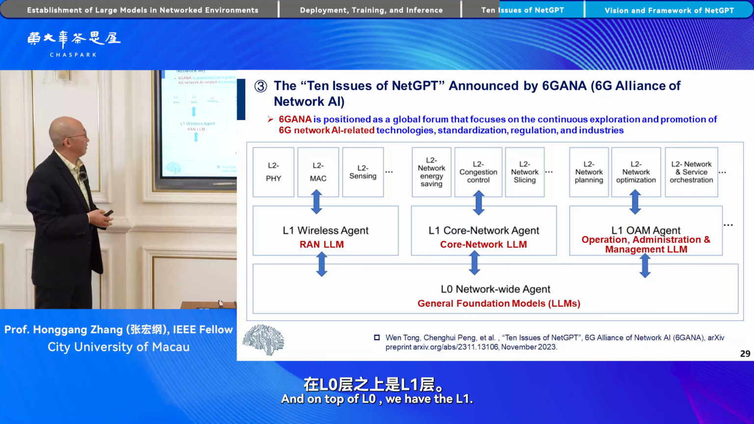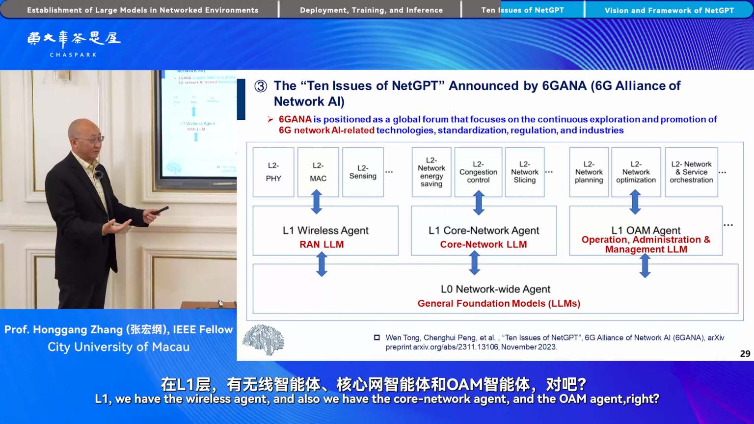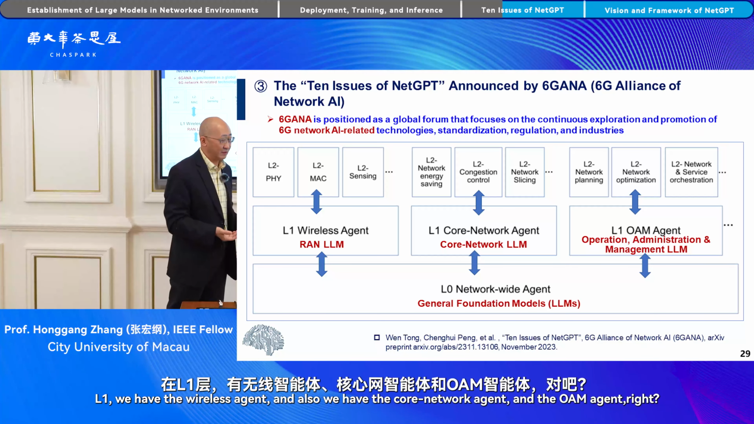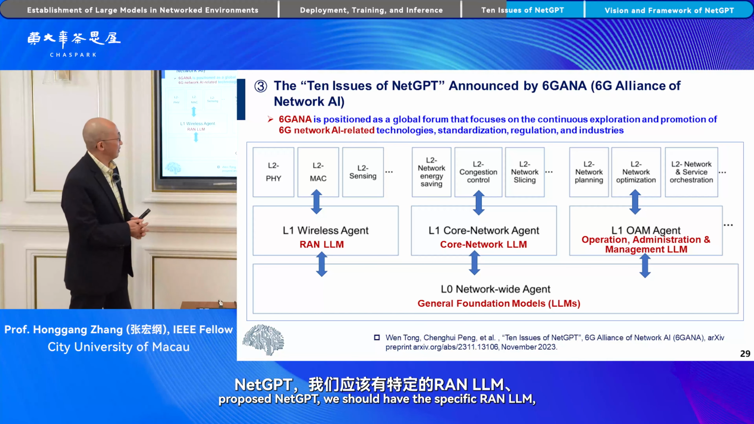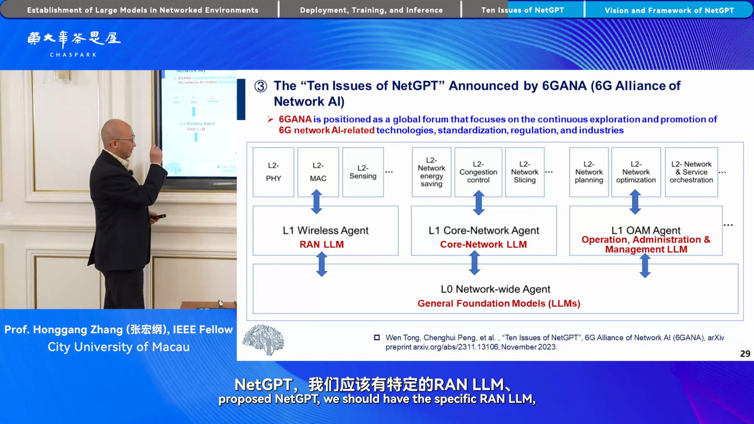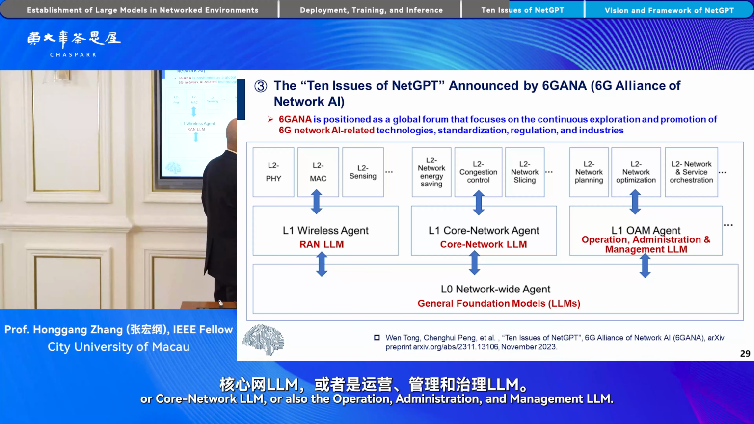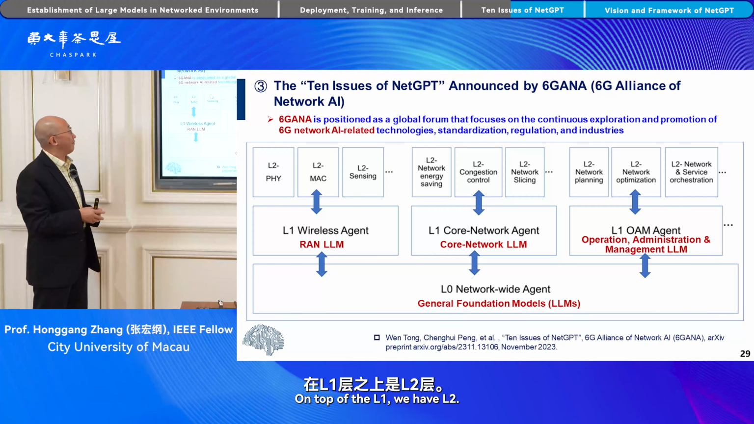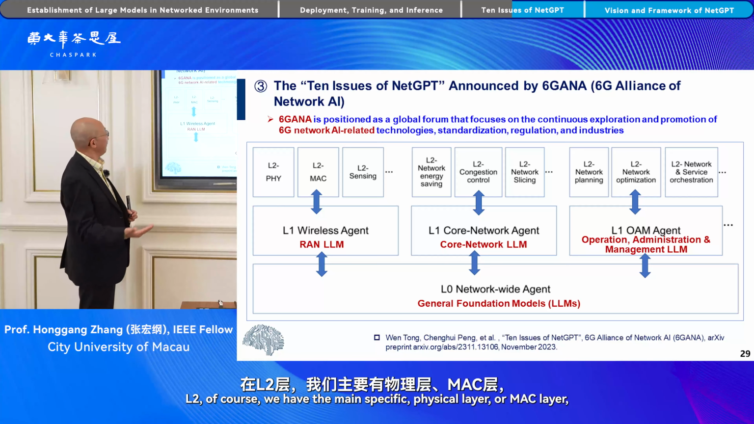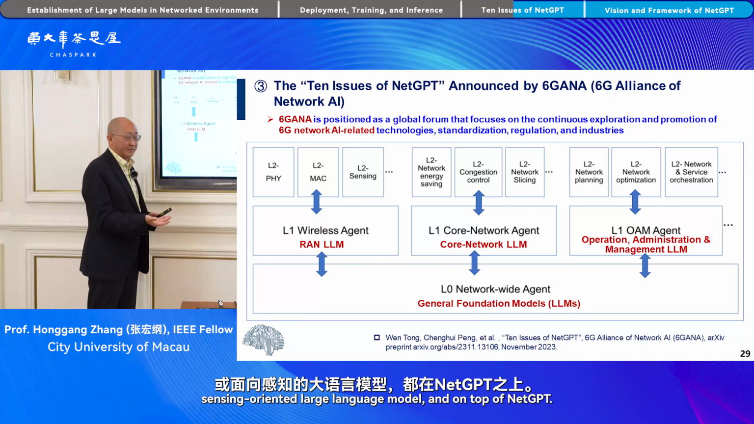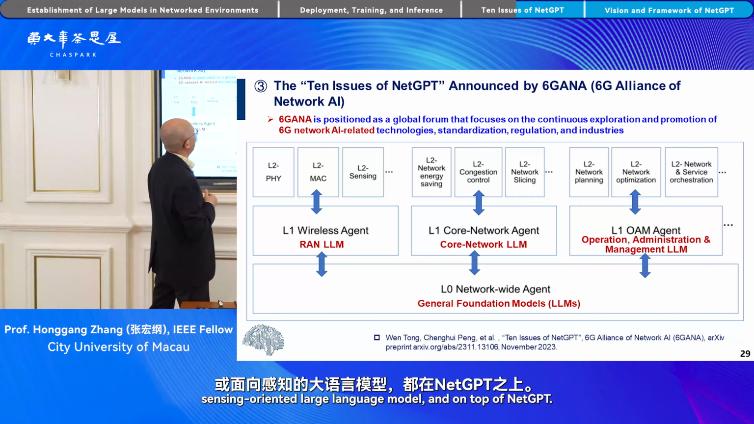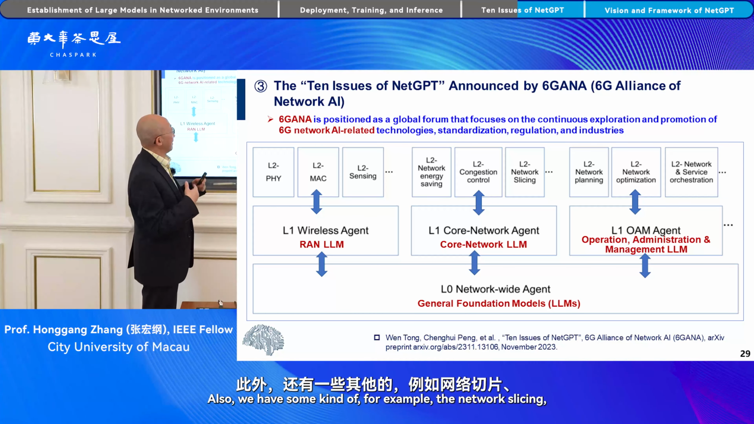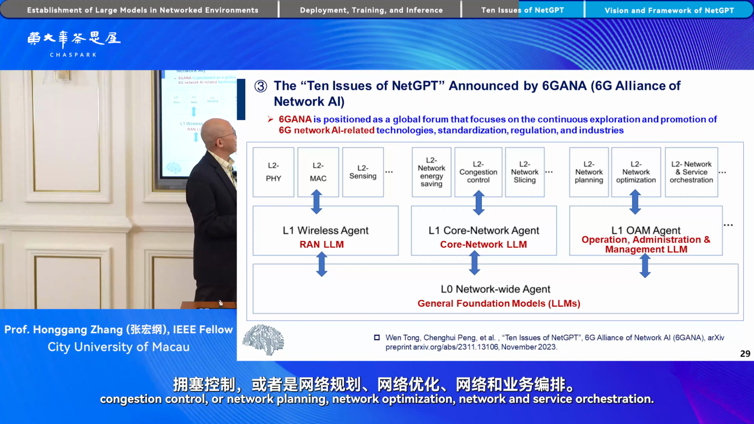On top of layer 0, we have layer 1. In layer 1, we have the wireless engine, the core network engine, and also the OAM engine. So for layer 1, we should have specific RAN LM, core network LM, or the operation, administration, and maintenance LM. On top of layer 1, we have layer 2. Of course, we have domain-specific physical layer or MAC layer sensing-oriented large language models, and on top of that also network slicing, congestion control, network planning, network optimization, and network service orchestration.